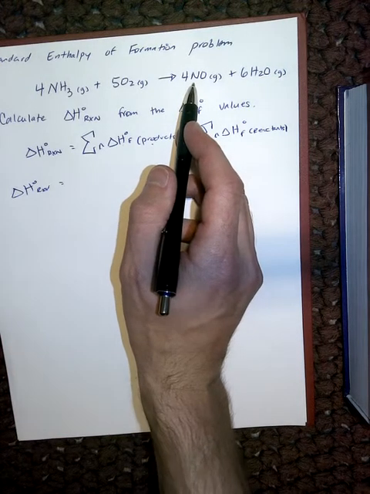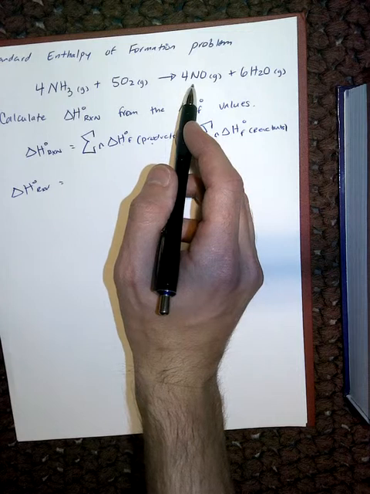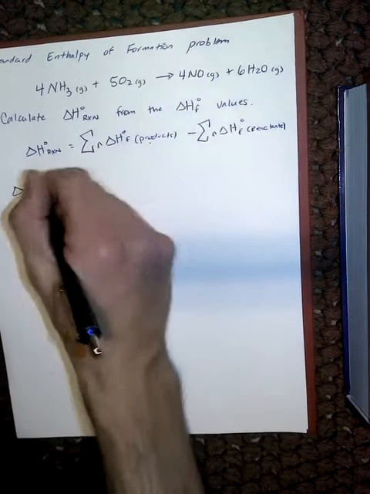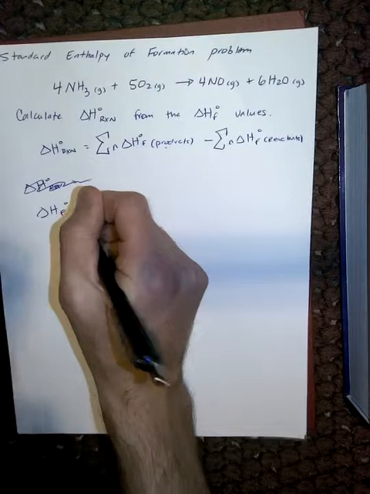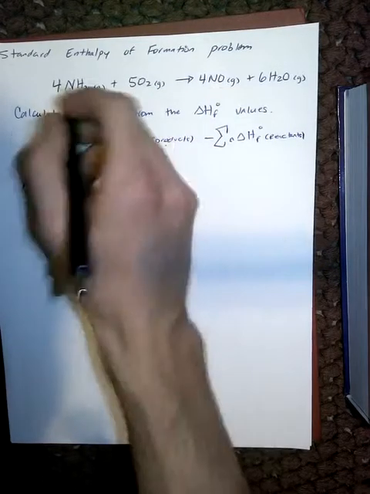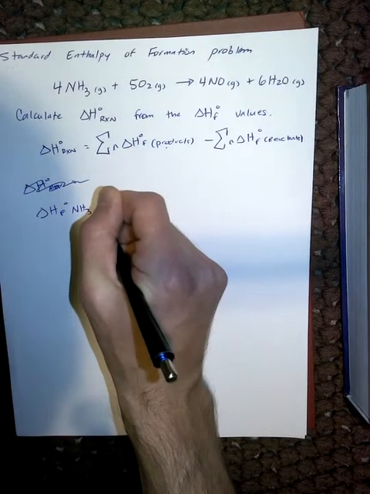I'm not going to grab it right now. I've already got these values here on some notes on the side. So I see that the delta H, let's actually skip this part. Let's figure out the delta H of formation for everything. So let's do it for NH3. What's the delta H of NH3 gas?